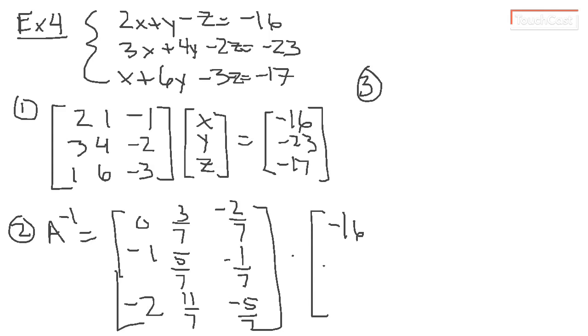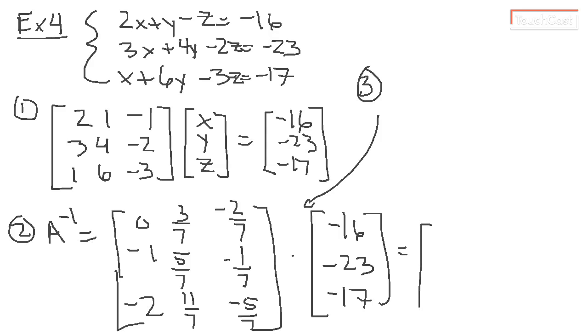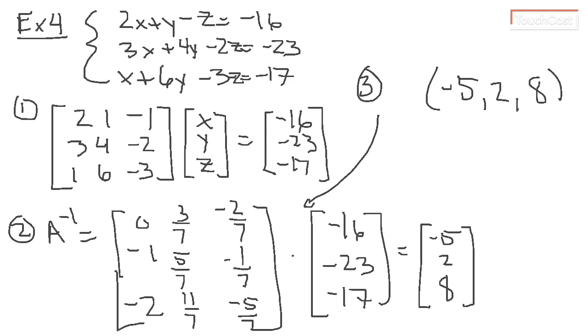And again, we can use our calculator to do step 3, where we multiply our inverse matrix by our matrix B, our constant matrix. So step 3 is happening here. I did just that. I used my calculator, and I get the following matrix back. I get negative 5, 2, and 8. Which means the solution to this system is the point negative 5, 2, 8.